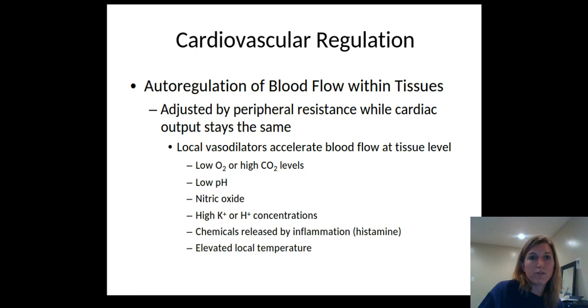So let's talk about some autoregulation here. Local vasodilators are things like low oxygen, low carbon dioxide levels, low pH, nitric oxide presence, high hydrogen ions or a low pH, right? Chemicals like histamine being released, and local temperature being elevated. All of those things are going to act as local vasodilators, increasing the diameter, increasing the blood flow, bringing more blood in, more oxygen in, and so on.